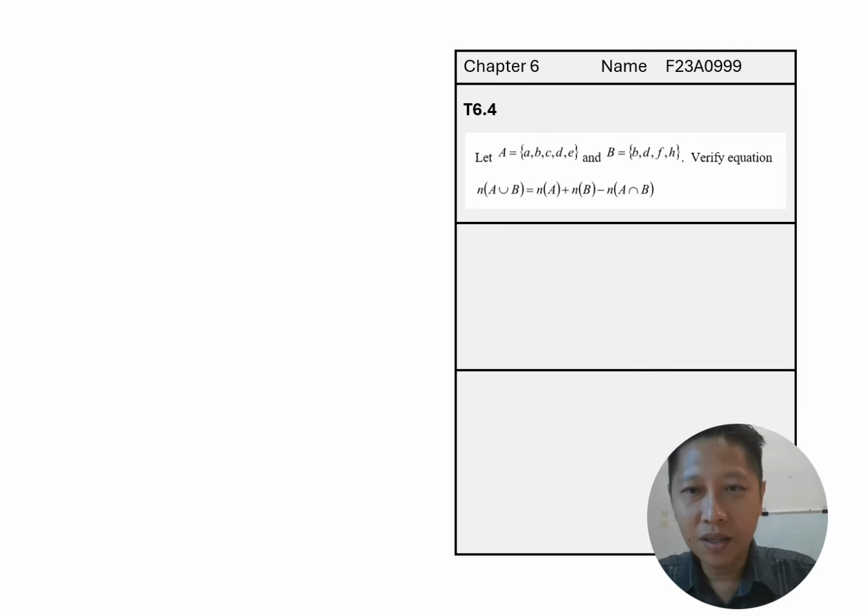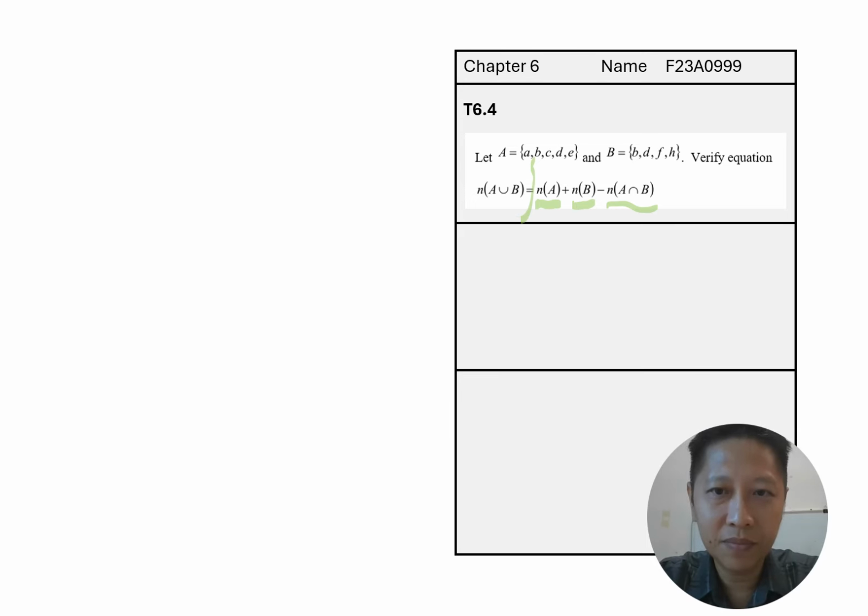The first question: the first box contains A, B, C, D, E, and the second box contains B, D, F, and H. We need to verify whether the number of the union of A or B equals the number from box A, plus the number from box B, minus the number from the intersection of A and B. Means that for this problem, we need to count how many numbers for the left side and what's the number from the right hand side.